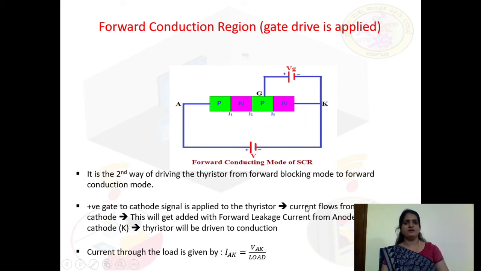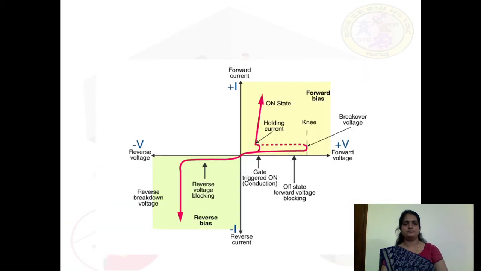As a result, current flows from gate to cathode. In this direction, the current will flow from gate to cathode. This will get added to the forward leakage current. This will drive the thyristor to the conduction mode. Once again, here the current through this load, IAK, which flows from anode to cathode, is equal to VAK divided by the load.